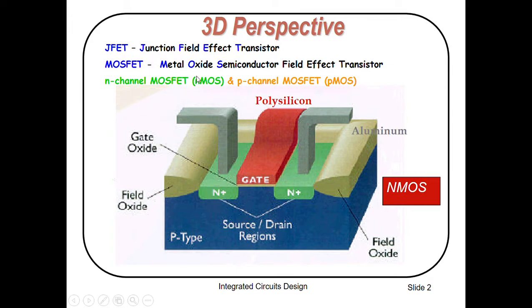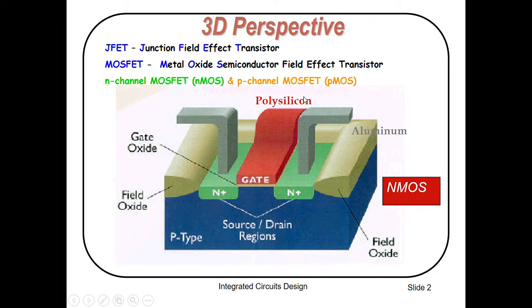MOSFET stands for metal oxide semiconductor field effect transistor. MOSFET has two types: N-channel MOSFET, NMOS, and P-channel MOSFET, PMOS. In this figure, we will discuss an NMOS transistor. So here you can see it's an NMOS transistor.